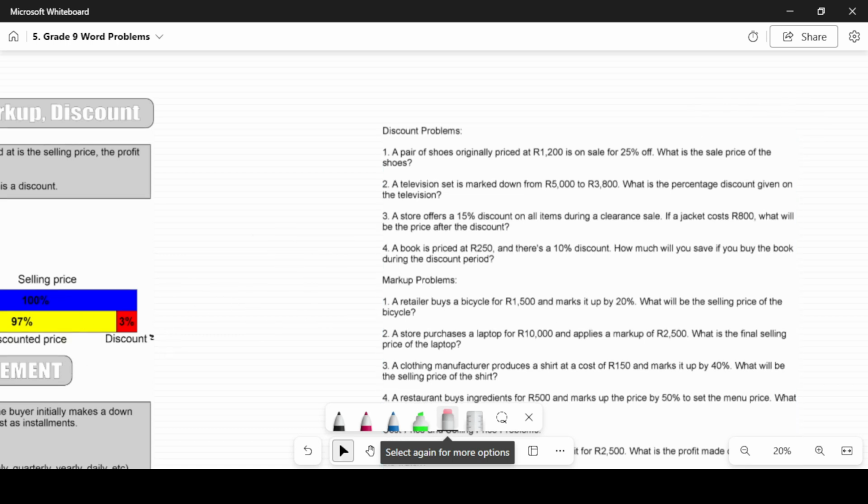A store offers a 15% discount on all items during a clearance sale. If the jacket cost 800, what will be the price after the discount? So basically it costs 800 Rand, so that's the selling price. But now they put a discount on it.